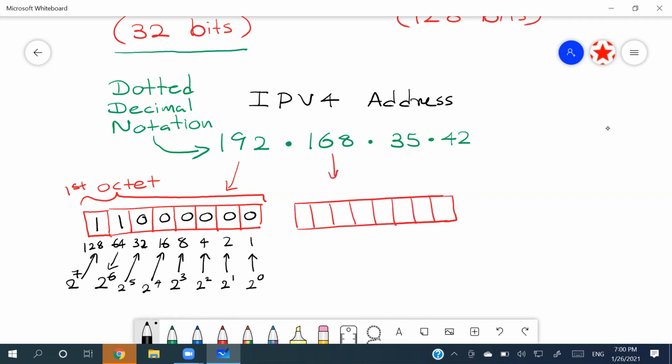Right, so. You don't need to write it out continuously like this. If you remember, you can write the binary pattern in one go. So for 168, 32 plus 8 will give you 168, so I can have zeros for all other places. So this is what we call the second octet.